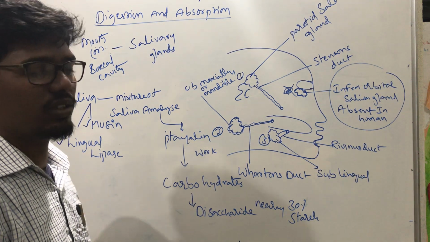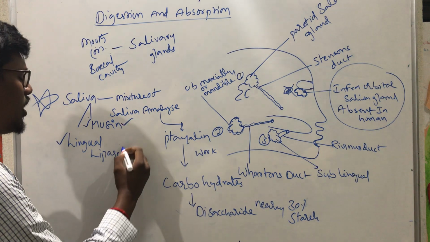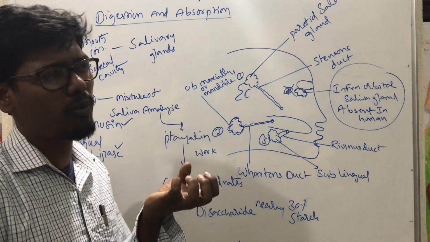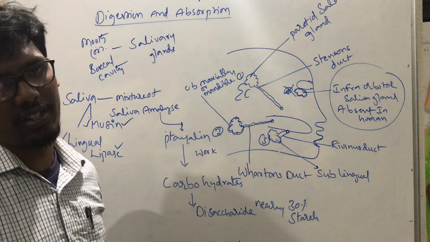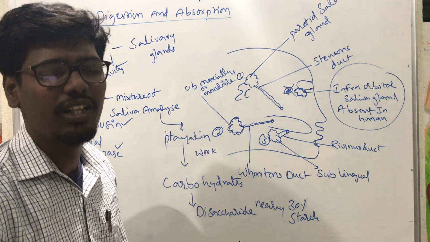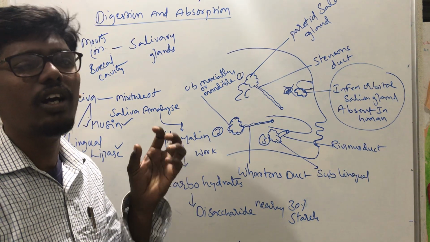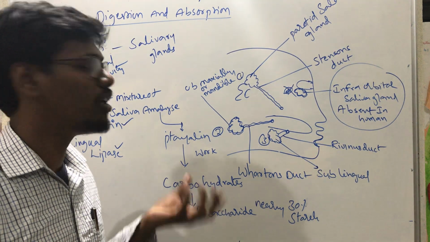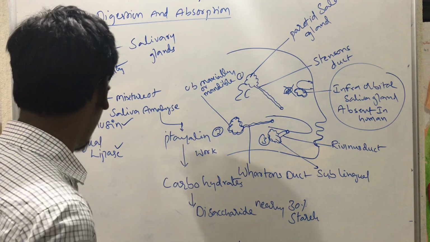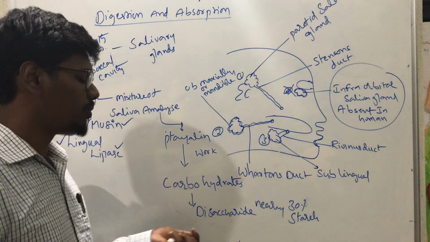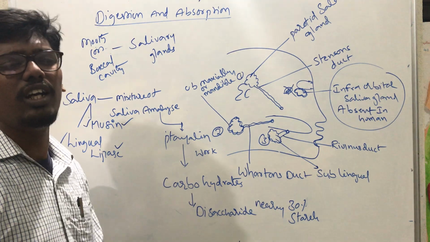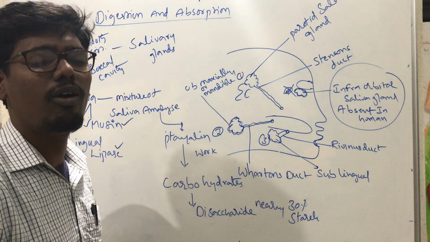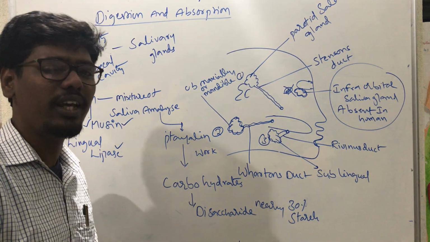It also contains chlorine ions, some mucin and lingual lipase, released in small amounts by the salivary glands. Mucin is released as mucus, which helps create a bolus when we crush the food particles and mix them with mucus. Lingual lipase works on small fats and fatty acids.